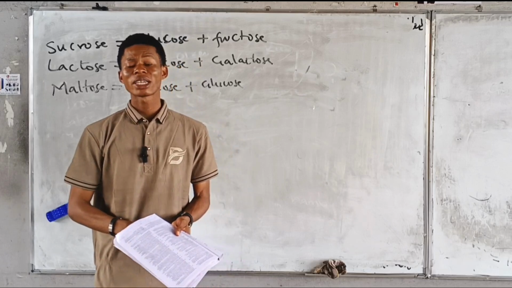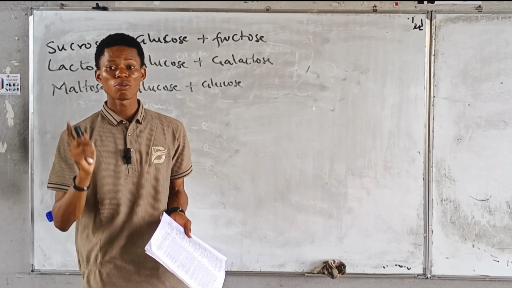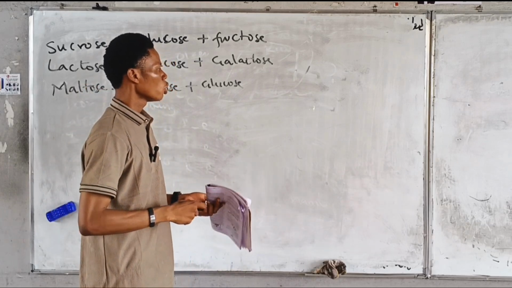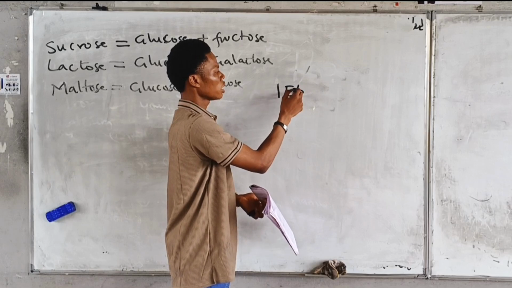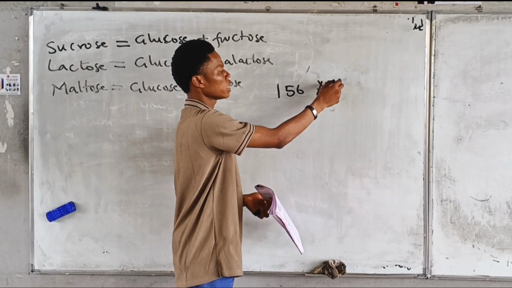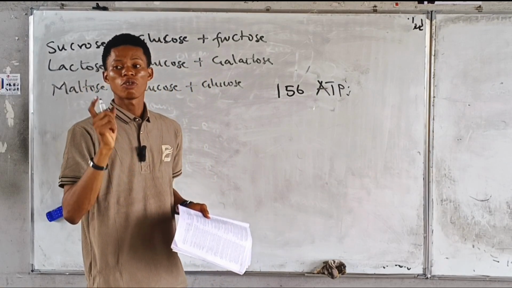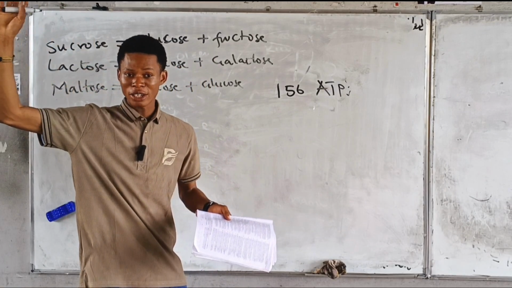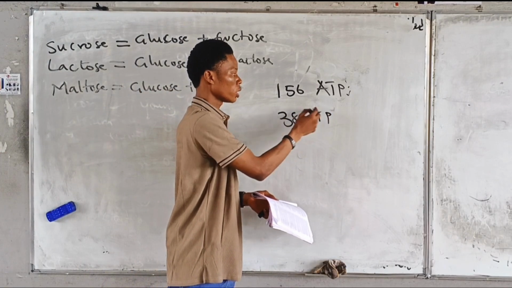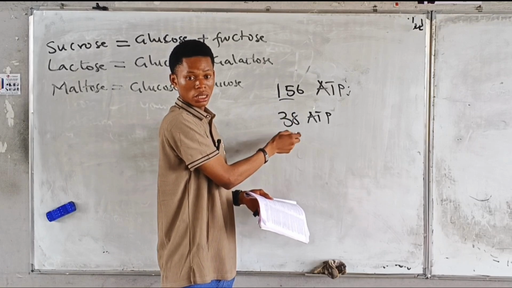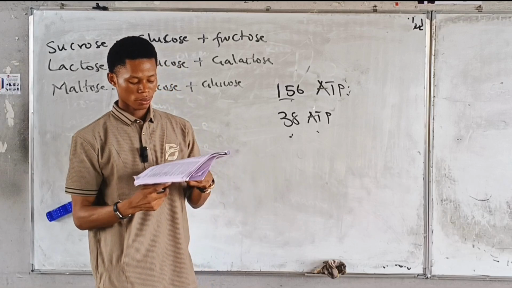Take for example palmitic acid, a lipid, a fatty acid. Palmitic acid has 16 carbons. If you break down palmitic acid, one palmitic acid will give you, I think, 156, if I'm not mistaken, 156 ATPs. While if you break down glucose, after the breakdown of everything, what you get is 38 ATPs. See the difference. The energy currency of the body is what? ATP. Alright, so basically that's that.